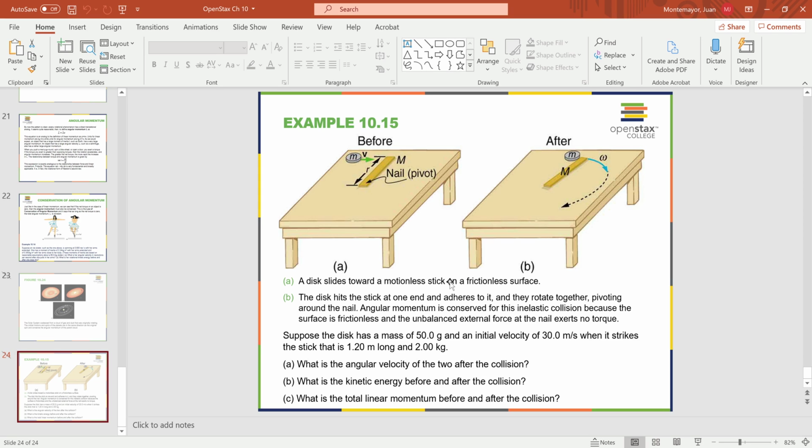Angular momentum is conserved for this inelastic collision because the surface is frictionless and the unbalanced external force at the nail exerts no torque. So suppose the disc has a mass of 50 grams and an initial velocity of 30 meters per second when it strikes the stick, which is 1.2 meters long and 2 kilograms. What is the angular velocity of the two after the collision? What is the kinetic energy before and after the collision? And what is the total linear momentum before and after the collision?